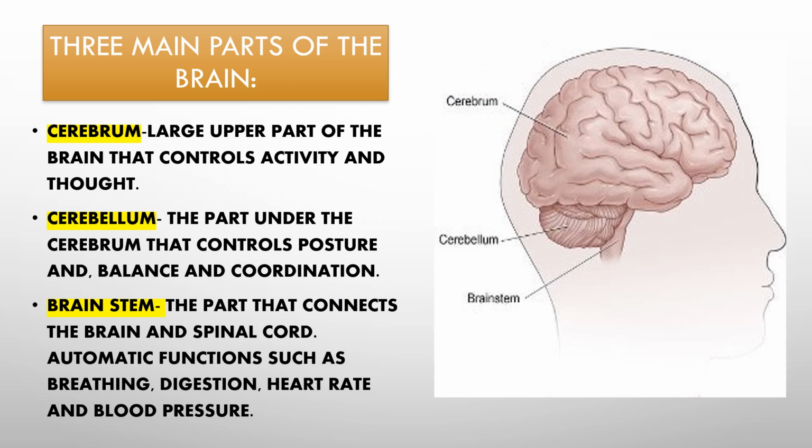The brain has three main parts, as shown in the picture at the left. Cerebrum, the large upper part of the brain that controls our activity and thoughts. Cerebellum, the part under the cerebrum that controls our posture, balance, and coordination, also known as the little brain. Brainstem, the part of the brain that connects the brain and the spinal cord, and is associated with automatic functions such as breathing, digestion, heart rate, and blood pressure.